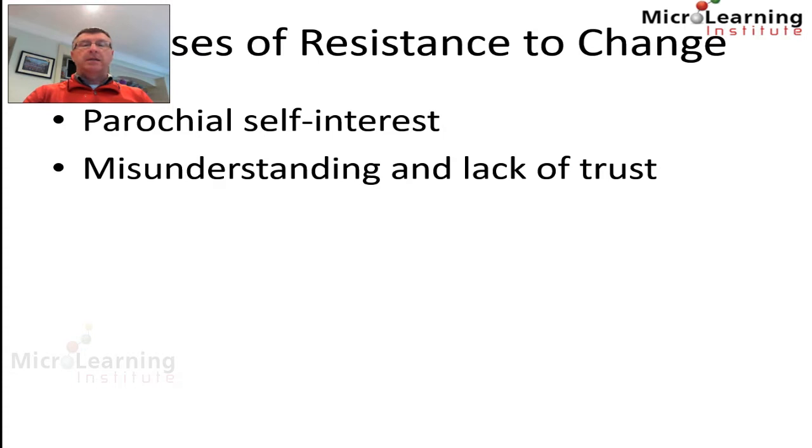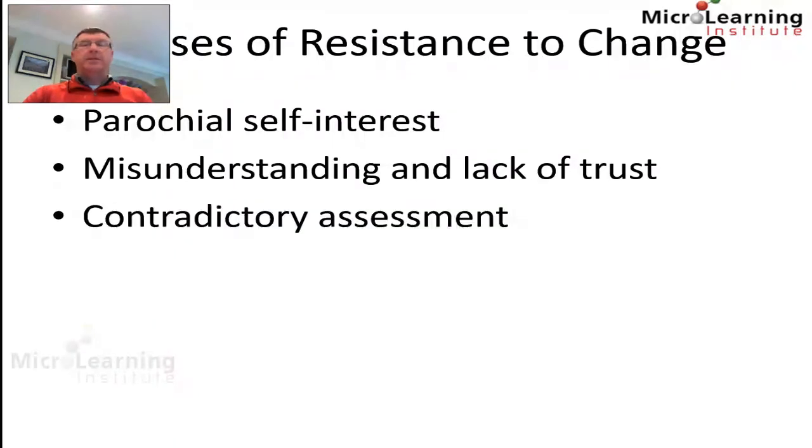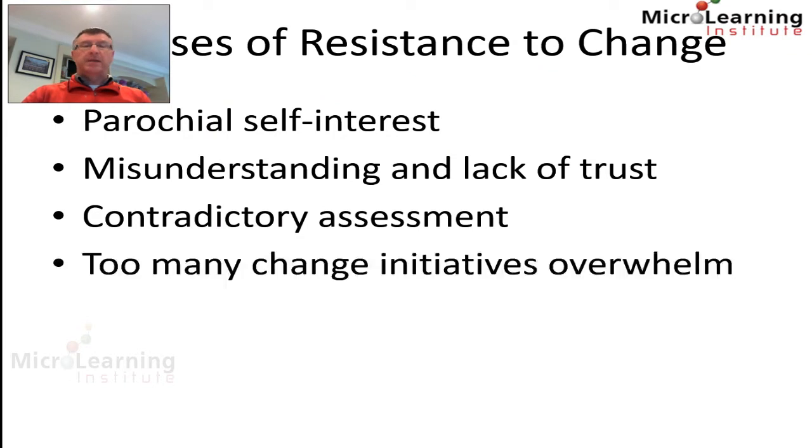If I don't trust that this change is going to be in my best interest, then I will resist the change. We can make some contradictory assessments, so the organization may say it'll be better because of something, whereas I might think that's not actually better, so consequently I will resist the change. Sometimes organizations look to change too much too quickly, and too many change initiatives overwhelm the organization and people begin to resist the change, which makes it more difficult to achieve any change.